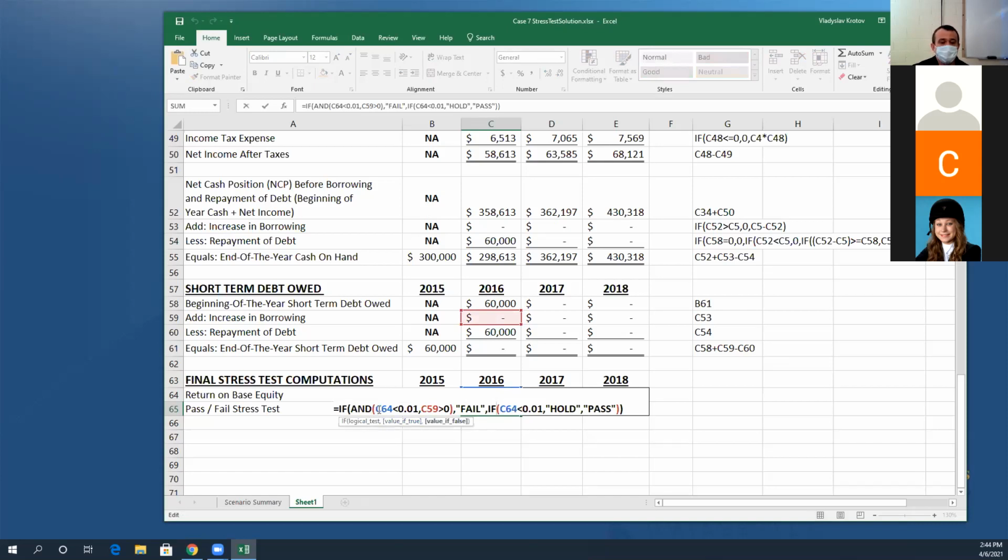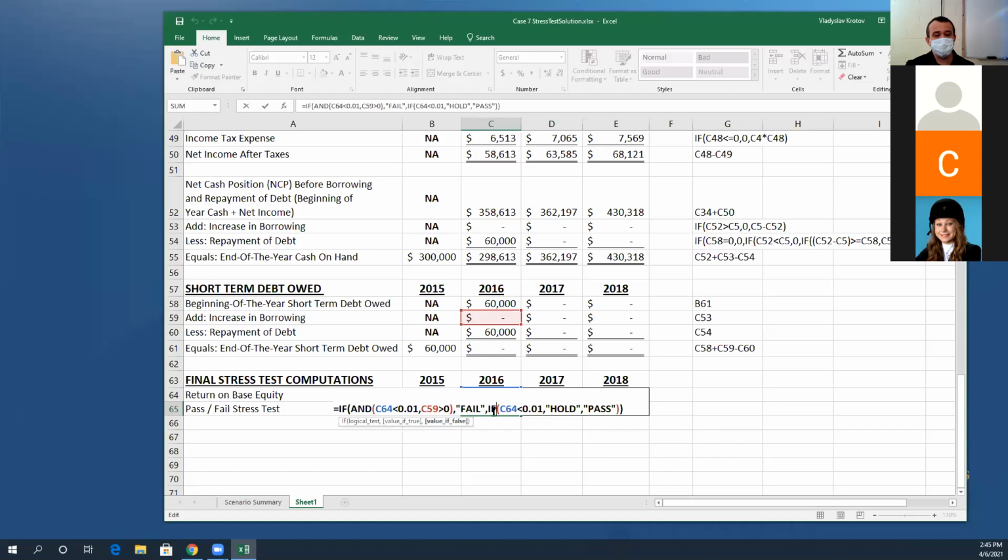If your return on equity, which is C64, this cell, drops below 1 cent, which is low, and C59, which is your increase in borrowing, is greater than 0, so in other words your return on equity is low but you're borrowing money, then your bank fails. It means you need to increase your borrowing, but your return on equity is very low. So you need money, but you're not in good financial health. Nobody will give you anything, and that's why it's fail. You go bankrupt as a business.